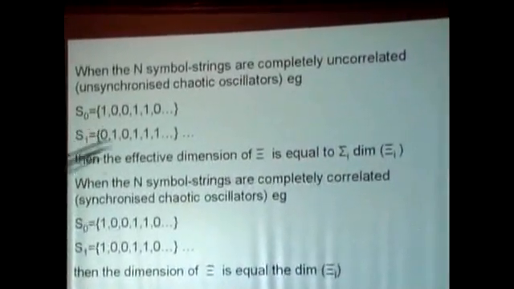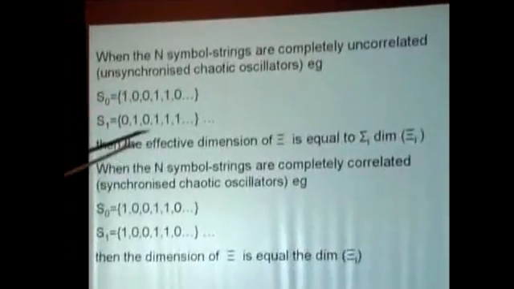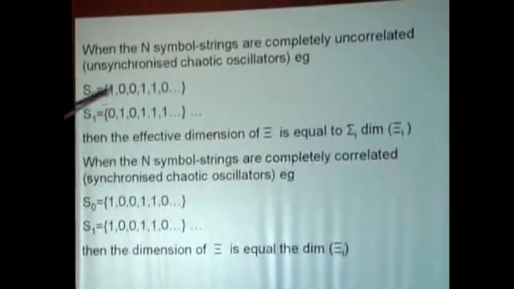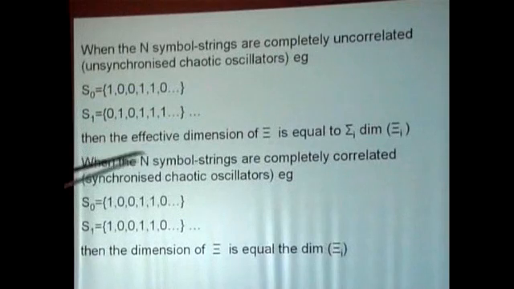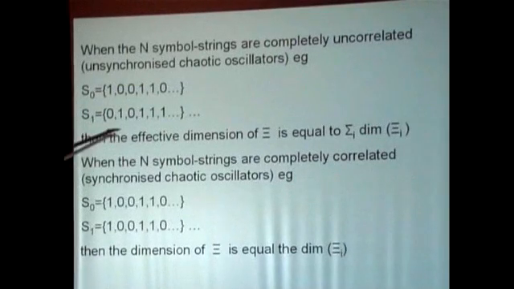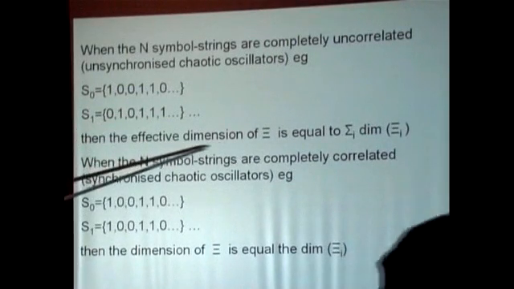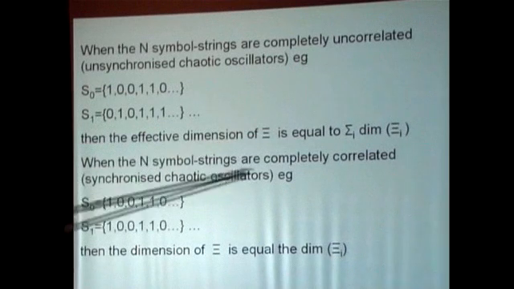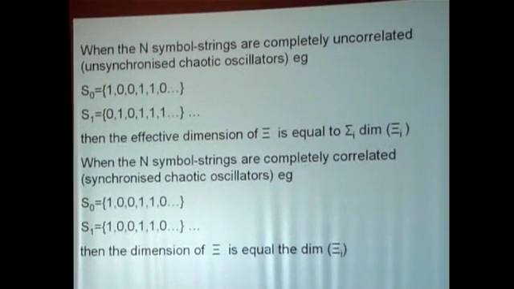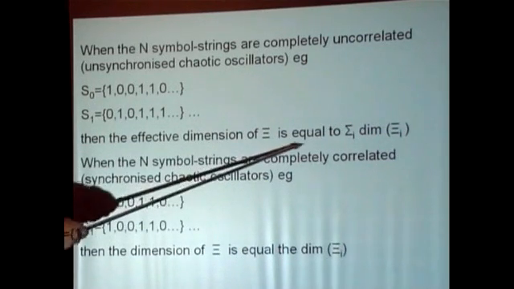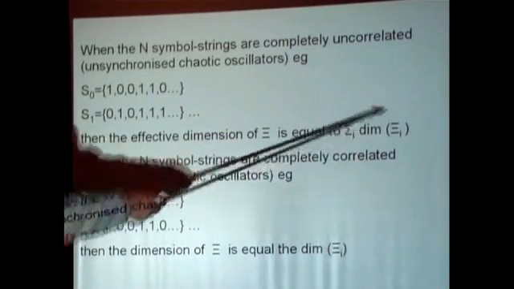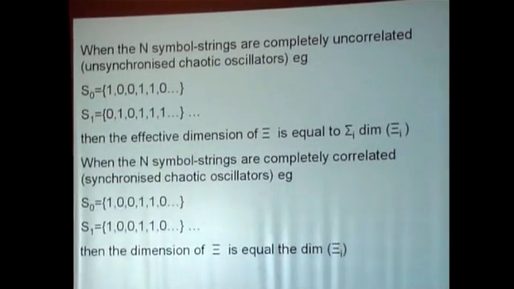Now, if the oscillators are completely unsynchronized, going on independently of each other, then obviously these symbol sequences will be uncorrelated. And one can think then of the effective dimension of the total attractor. In the case where everything is unsynchronized, you're just dealing with n independent attractors, and the dimension will just be the sum of the dimensions of the individual attractors.